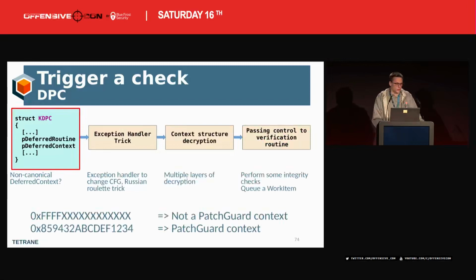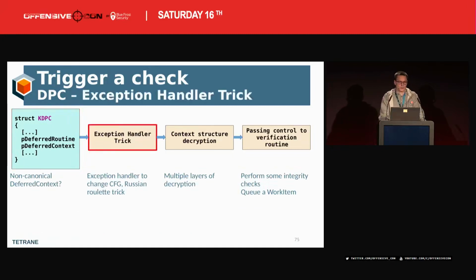The first thing it does to check whether or not the DPC is a PatchGuard context is to check whether or not the default context has a canonical pointer. So basically, if the pointer starts with FFFF, then it's a canonical pointer, so it's not a PatchGuard context. Otherwise, it is. In this case, it will trigger an exception handler trick, which I like to call a Russian roulette trick.